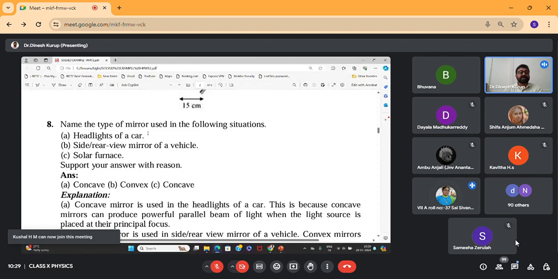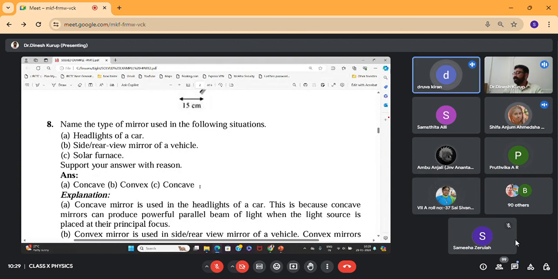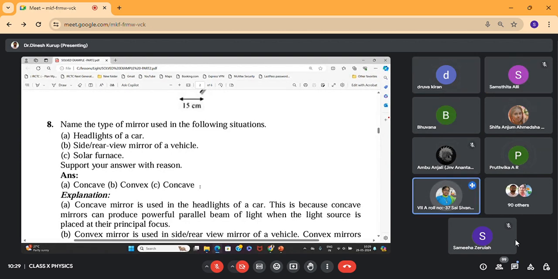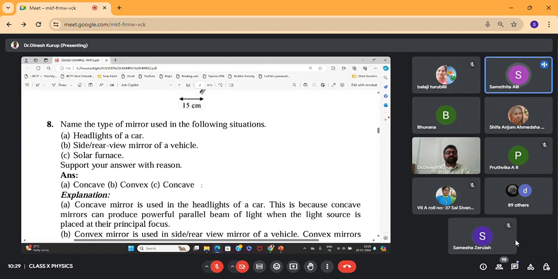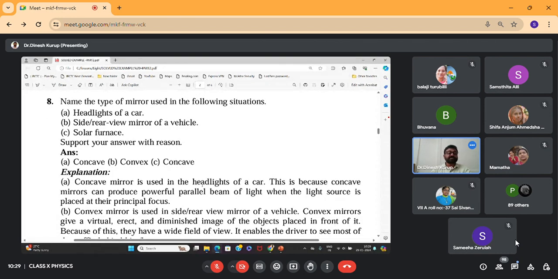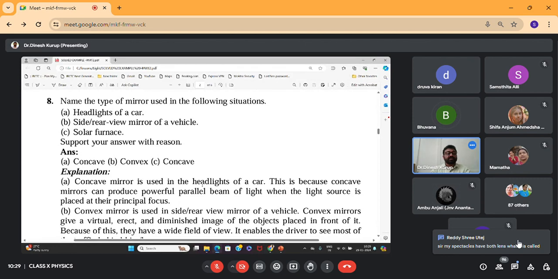There are different types of questions. The type of mirror used in the following situations: headlight of a car, convex or concave mirror? Concave mirror. Rear view mirror of a vehicle, solar furnace, and all. Everything uses concave mirror. Sorry, in the case of a side view, rear view mirror of a vehicle, we use a convex mirror because it gives diminished, direct images.